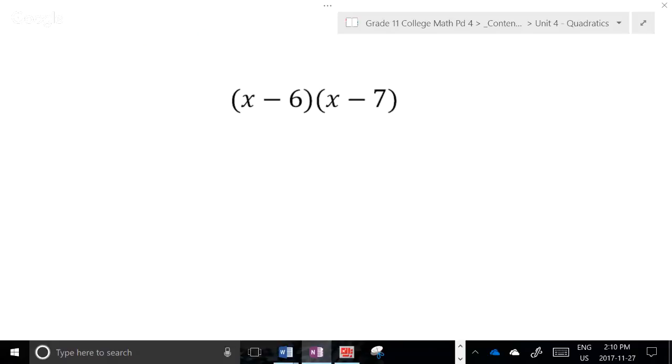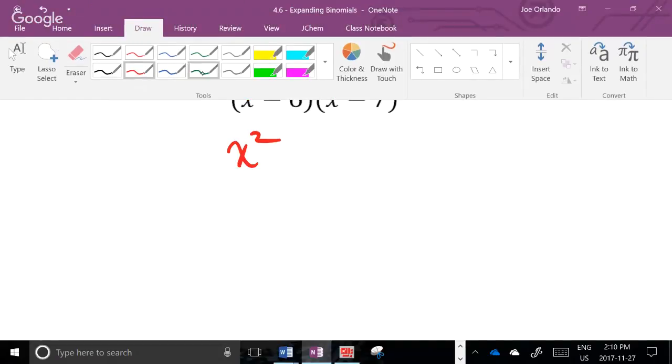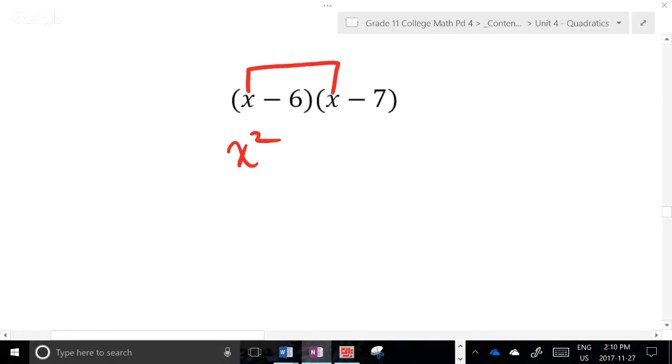Okay, let's take a look at this. What 2 things do I have to multiply first? X times x, and that gives us x squared. Very good. Tim, what's next? Yeah, x times. Very good, and that gives us what?